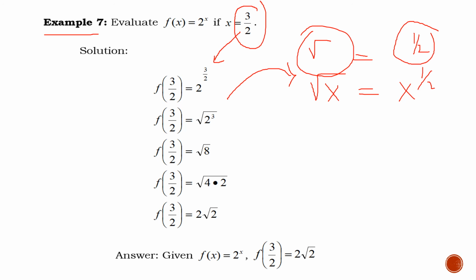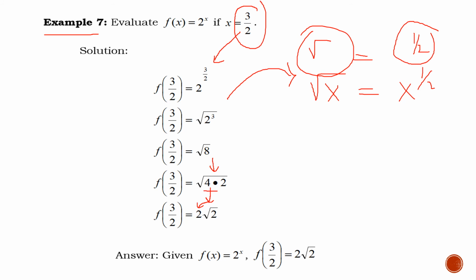So now your f of 3 over 2 is equal to the square root of 8, because 2 raised to 3 is equal to 2 multiplied by 2 multiplied by 2. That will be 2 multiplied by 2, it's 4, multiplied by 2, it's 8. So the square root of 8 is equal to, we just simply get the factors of 8, which are 4 and 2. Since 4 is a perfect square, we can take the square root of 4 and simplify. That's why it's positive 2 here.